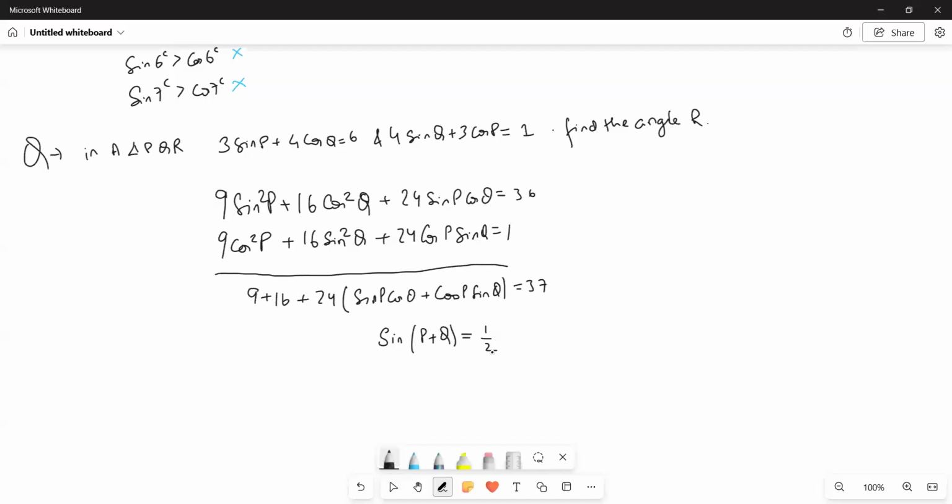So now if sine of P plus Q is half, what would be P plus Q? 30. If sine of P plus Q is half, तो P plus Q कितना हुआ? 30. 30 sir, 30.